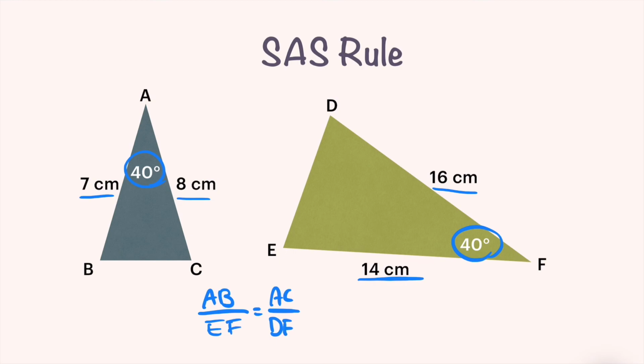Let's plug in our numbers and we'll see that 7 over 14 is equal to 8 over 16. This can be simplified to 1 over 2, and that could be simplified to 1 over 2. So they are the same. And by the SAS rule, triangle ABC is similar to triangle DEF.